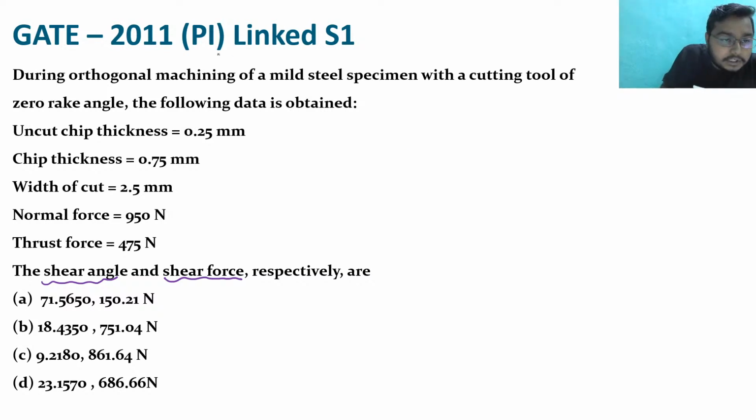See, in this question, what is being asked? Orthogonal machining is there, mild steel is there with a cutting tool of 0 rake angle. So you just write alpha is equal to 0. Uncut chip thickness is equal to 0.5, that is t. Chip thickness is equal to 0.75, that is tc. Width of cut, that is 2.5, that is b. Normal force, that is n. Thrust force, that is ft. Okay, and you have to find shear angle and shear force.